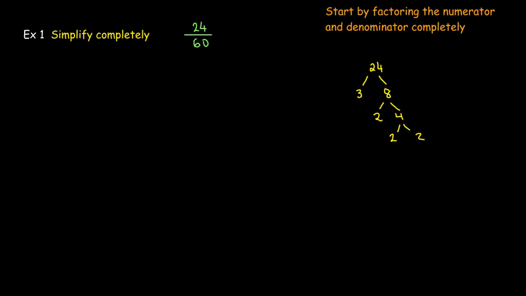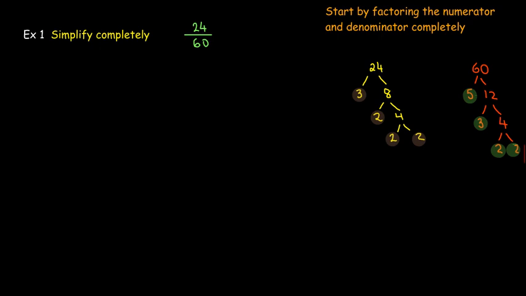For 60, I'll have 5 times 12. I could have used 6 times 2. I could have used any two numbers to start off with, but I did 5 times 12. 5 is prime, but 12 can be written as 3 times 4. 3 is prime. 4 can be written as 2 times 2. So these factors at the leaves, again, we call these leaves because this is like a tree, but upside down. The leaves here are all prime numbers.